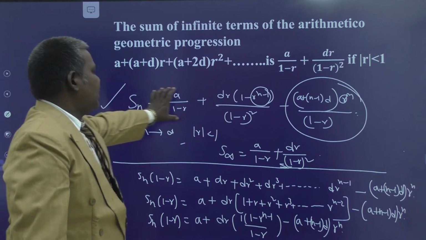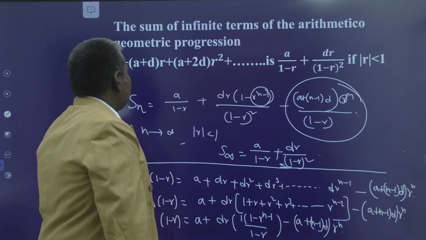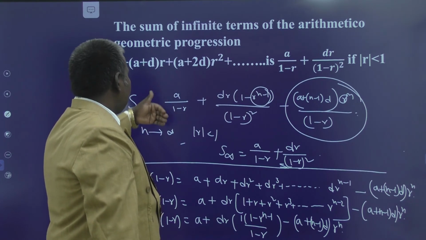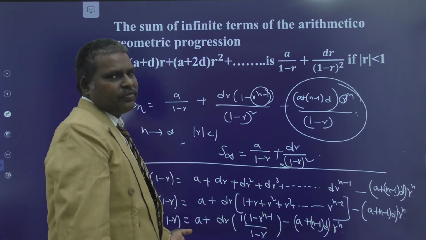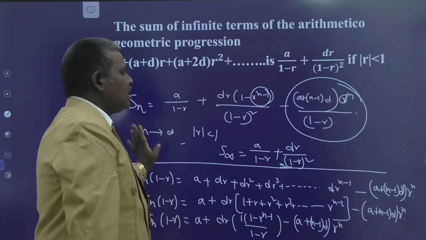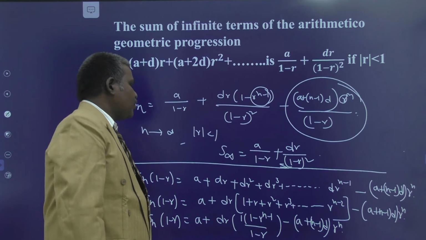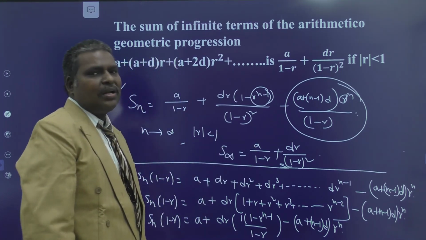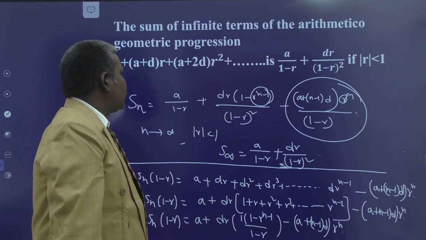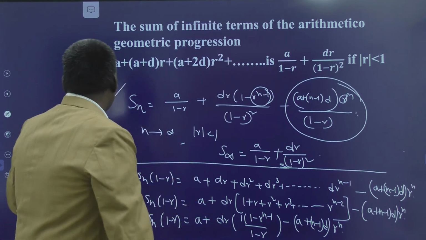So it is a little bit of a lengthy formula for you. If you are not in a position to remember this formula, you can derive it in the same manner. Multiply with the common ratio and subtract one from the other, and immediately we obtain Sn. After getting the Sn, S infinity is very easy for you. S infinity is A by (1 minus R) plus dr by (1 minus R) whole square. This is the entire story about the arithmetic geometric progression. Okay?